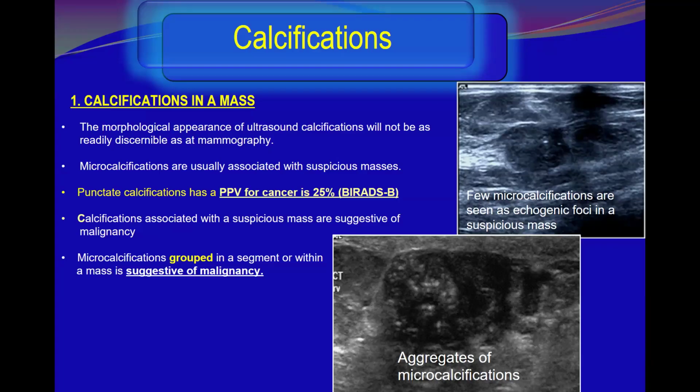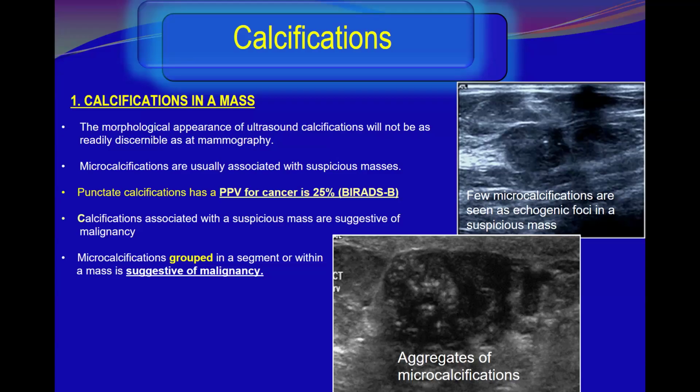The morphology of ultrasound-detected calcification will not be as readily discernible as at mammography. At ultrasound, we can say there is calcification or microcalcification, but not like in mammography. We cannot say which type of calcification it is, linear, branching, whatever, all these morphological characteristics described on mammography. Here it is difficult to further characterize based on ultrasound.